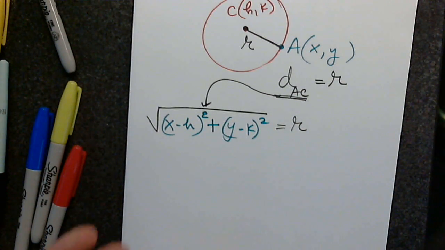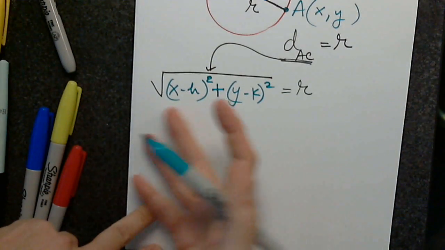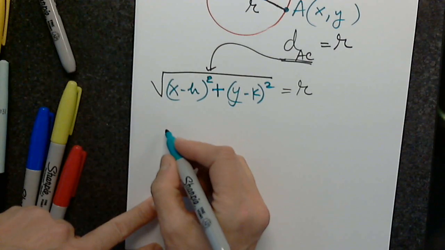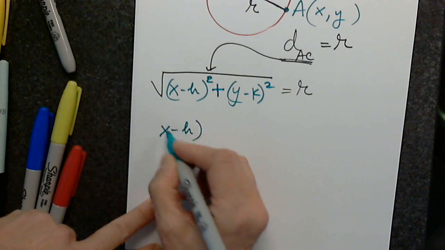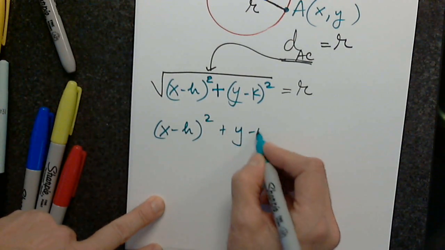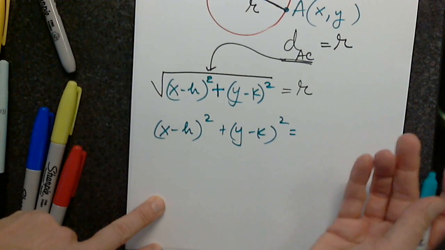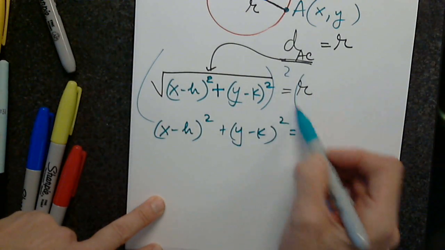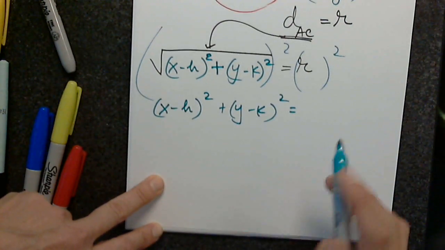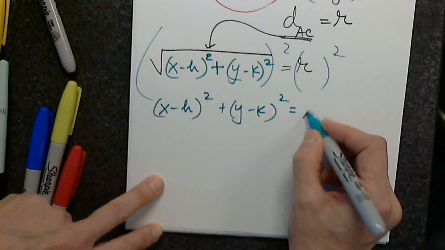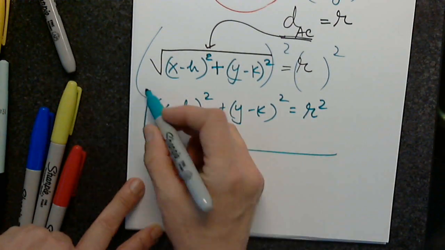Okay. I'm going to square both sides. Now I don't want square roots. When I square the left-hand side, what do I get? Itself, right? And I have to square the right-hand side as well. What do I get? Very good. This is the equation of the circle.